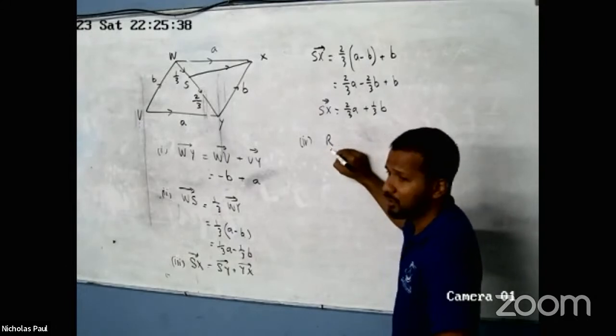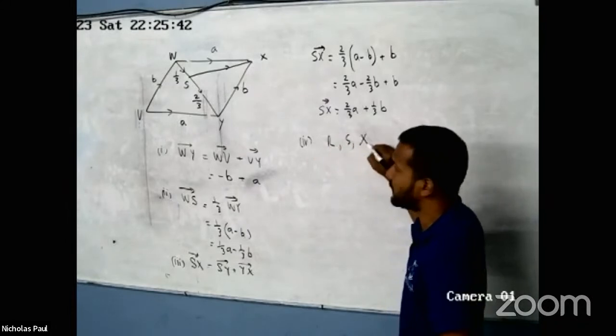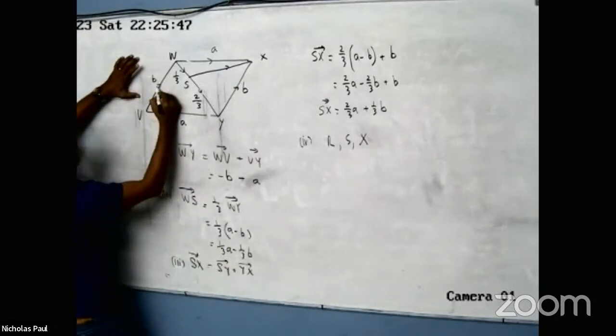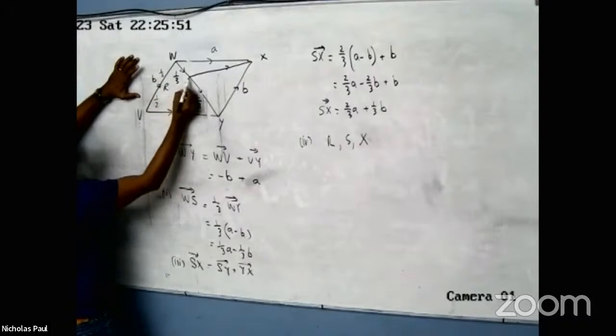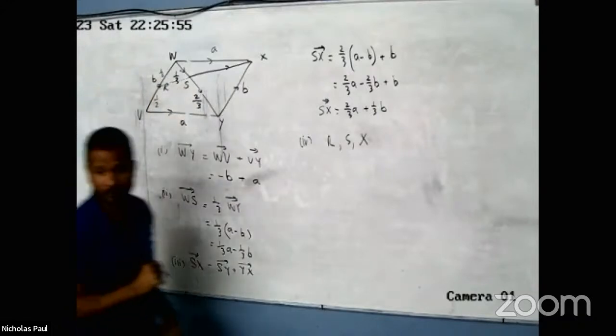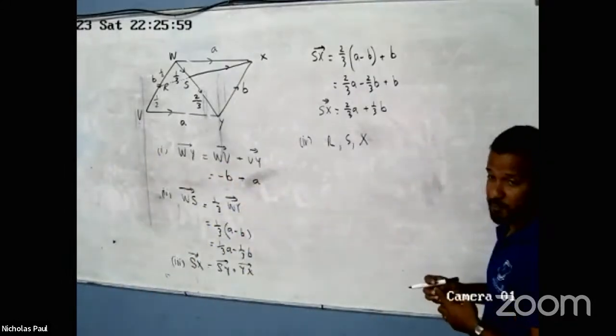Where is R? Oh, okay. So it's R, F, and X. R is the midpoint here, right? So R is half and half here. So you want to show that this whole line here is collinear.